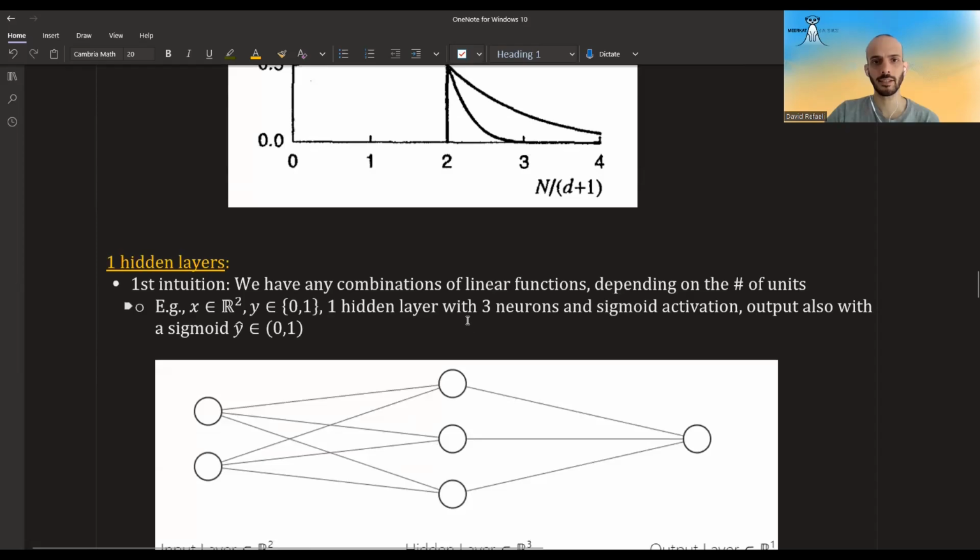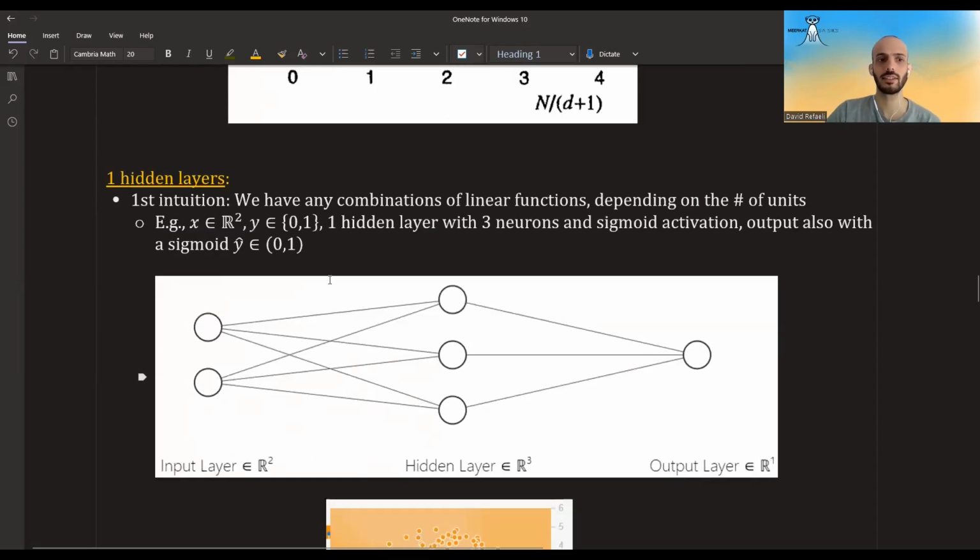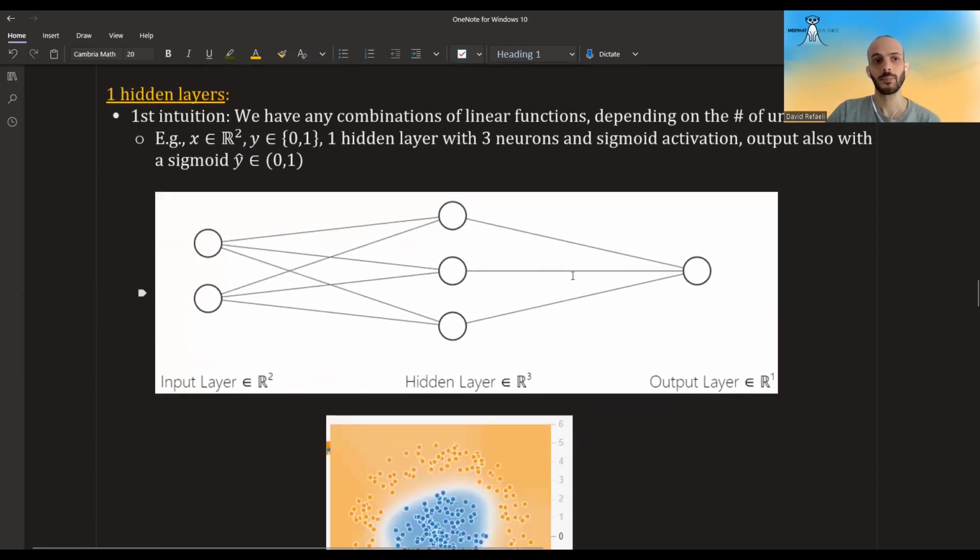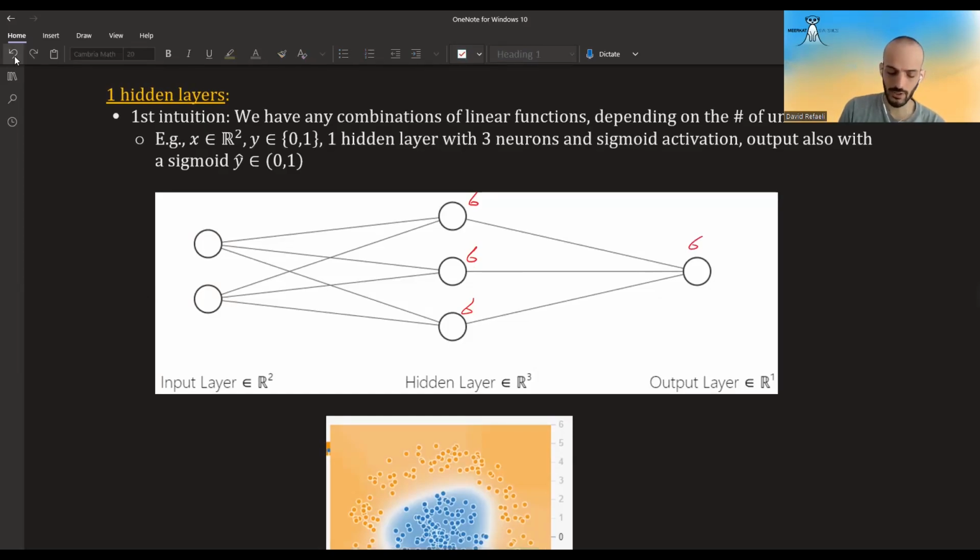Okay, so this was 0 layers, very limiting. Let's look at 1 layer. With 1 hidden layer, the intuition is that you can combine different linear functions. Let's take an example. Suppose x is again 2-dimensional. The true y's are 0 and 1, so we have a binary classification. We have 1 hidden layer with 3 neurons, a sigmoid activation function, and another linear layer, and the output also has a sigmoid activation function.